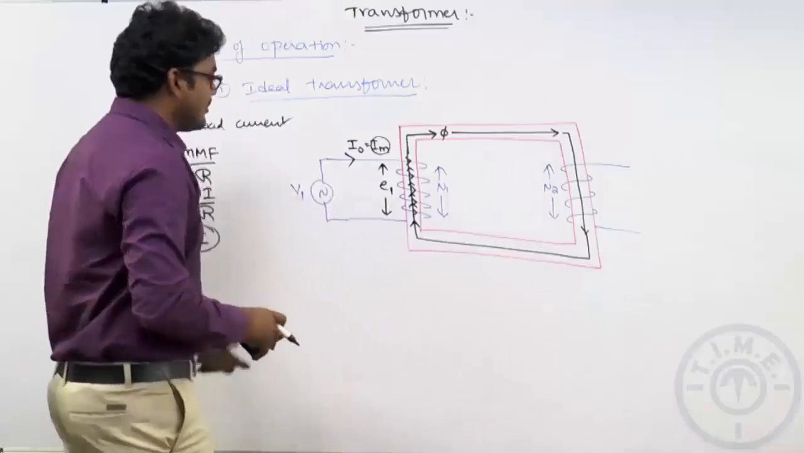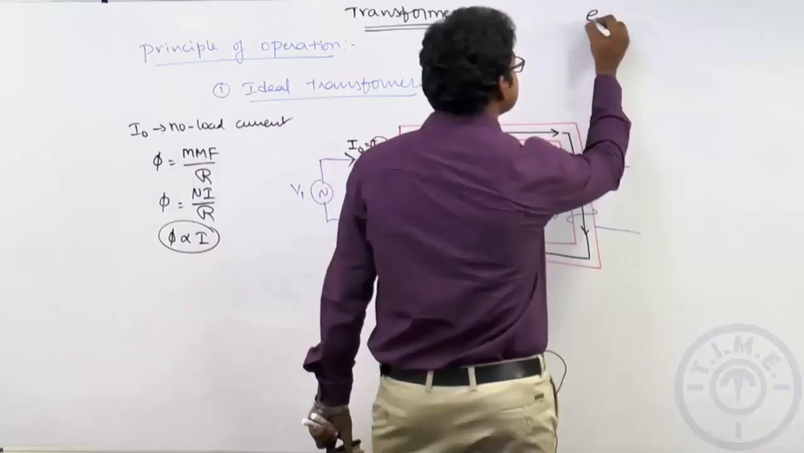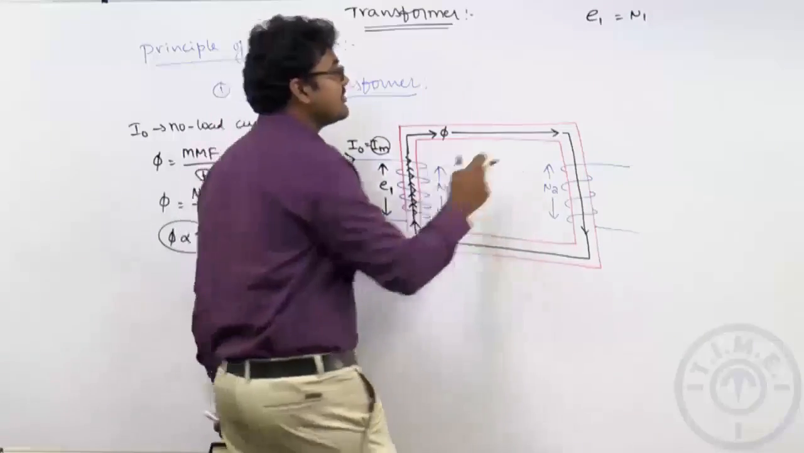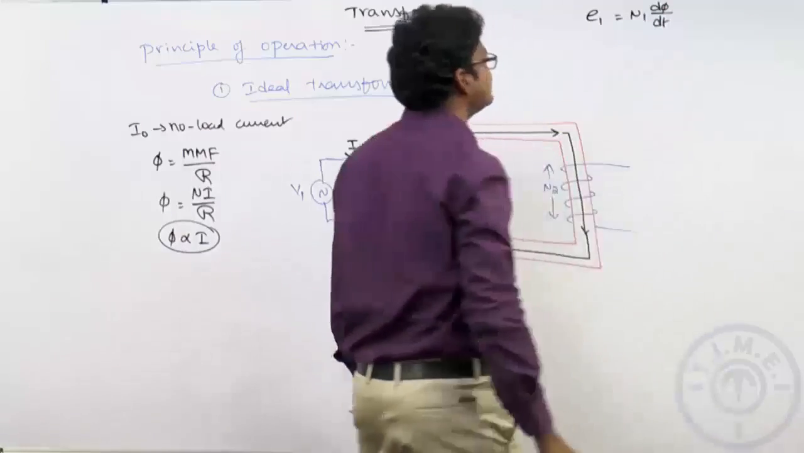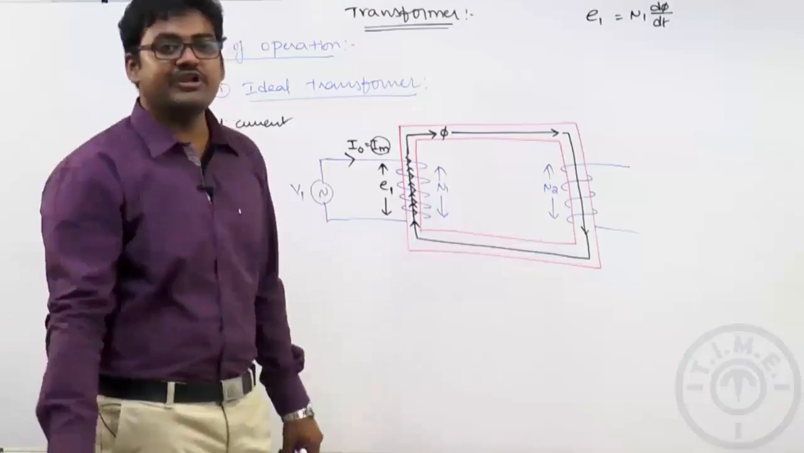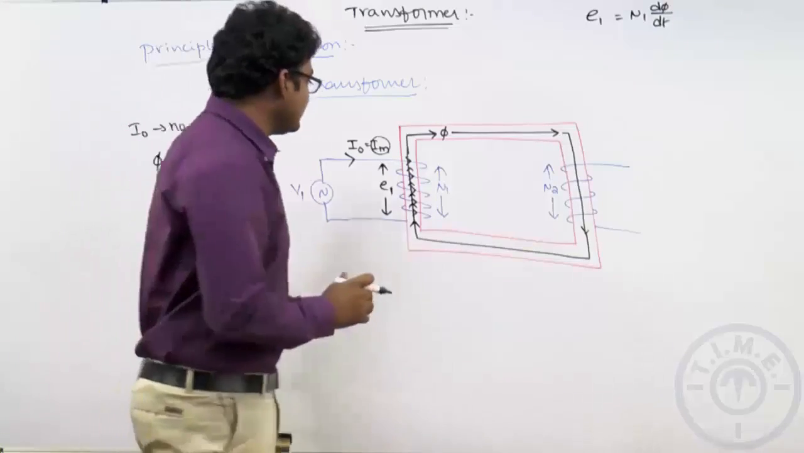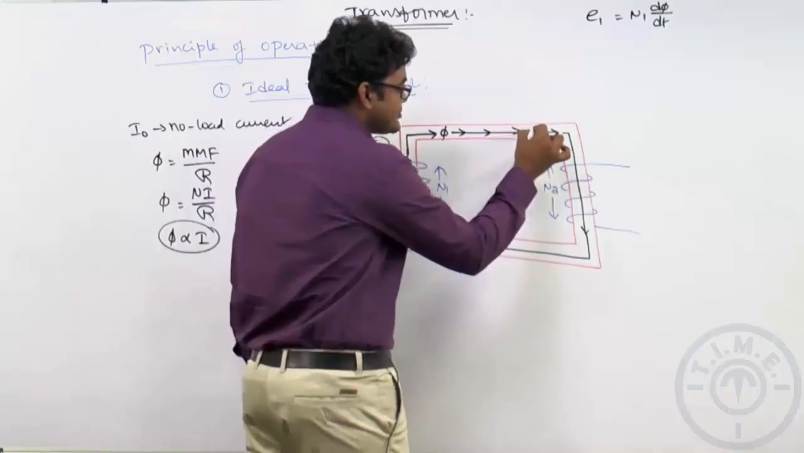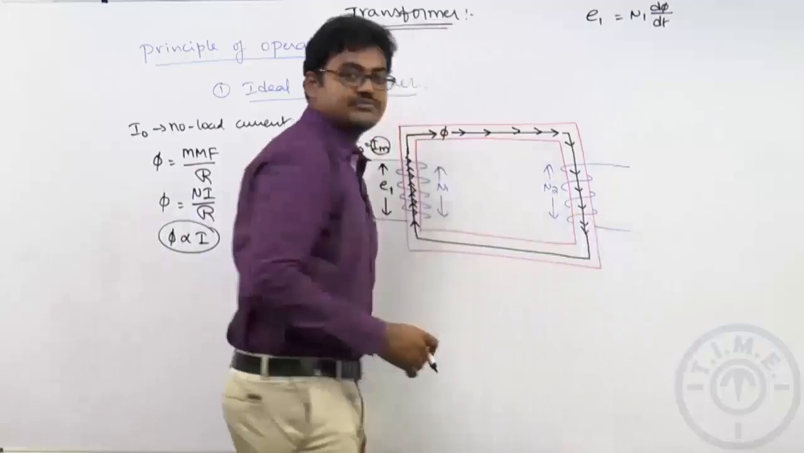So, now an EMF will be induced on the primary winding. Why? Because flux is interlinked. In how many turns is the EMF induced? N1 turns. How much flux is flowing? d phi by dt. This is the value of the EMF induced in the primary winding of your transformer. Now, one more thing, the same flux which is created by the primary winding is also flowing, and it is linking the secondary turns also. Yes or not?